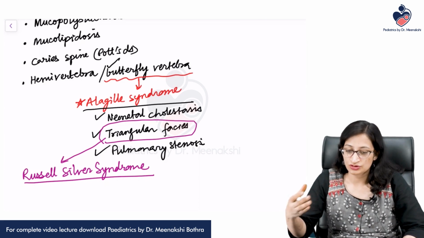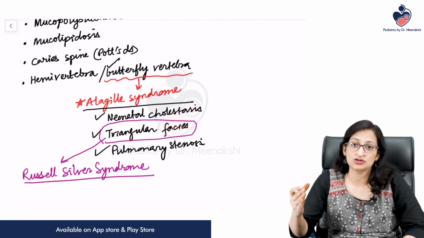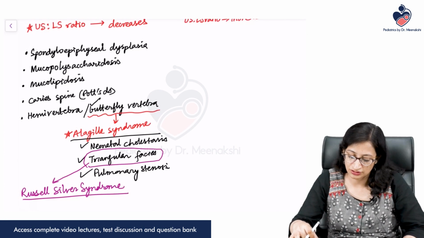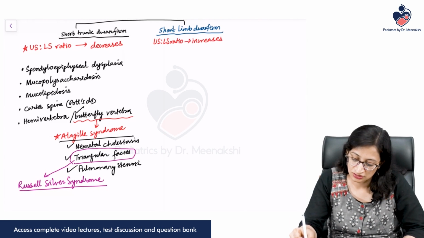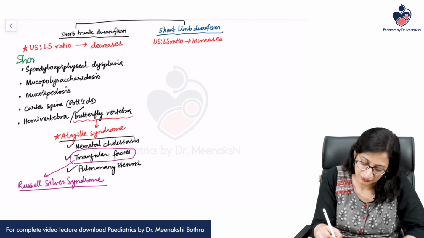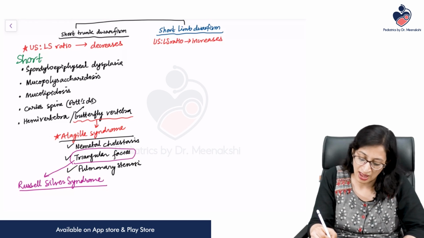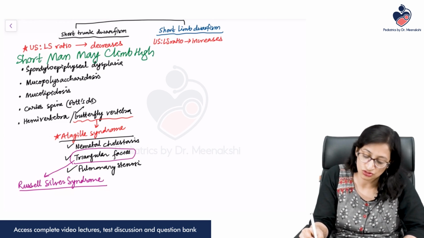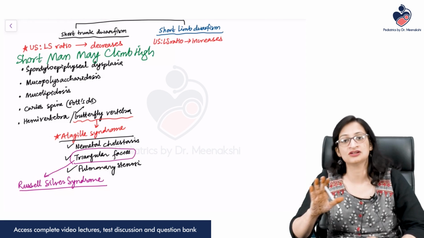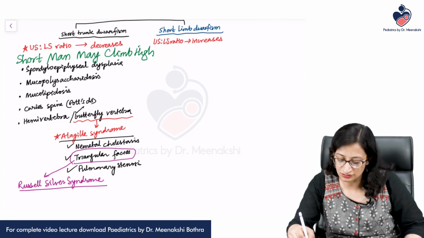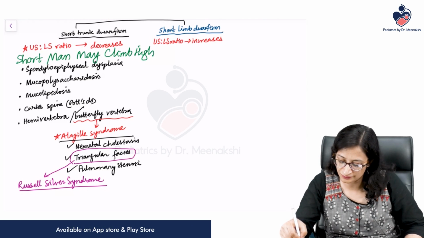So, these are some important causes of short trunk dwarfism, which we can remember by a mnemonic. So, let us see what the mnemonic for short trunk dwarfism is. It is: short man may climb high. So, you should never underestimate anyone, including yourself. Short man may climb high is the mnemonic here, and let us see how it works.